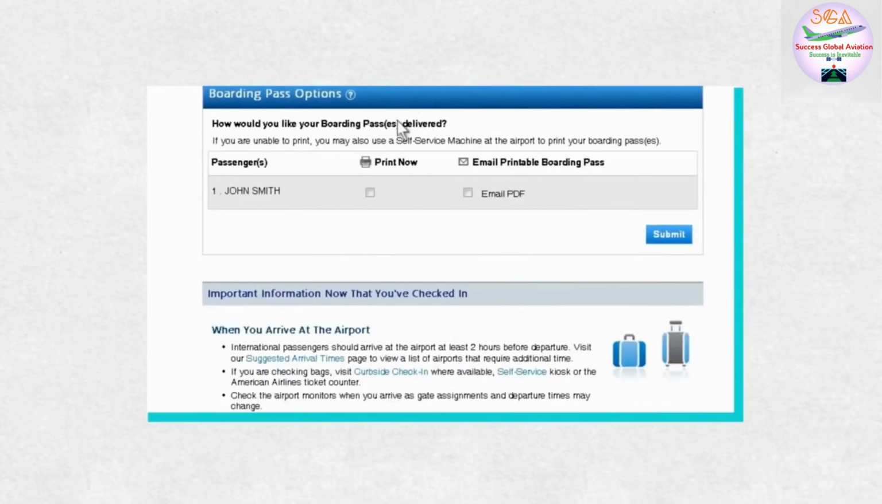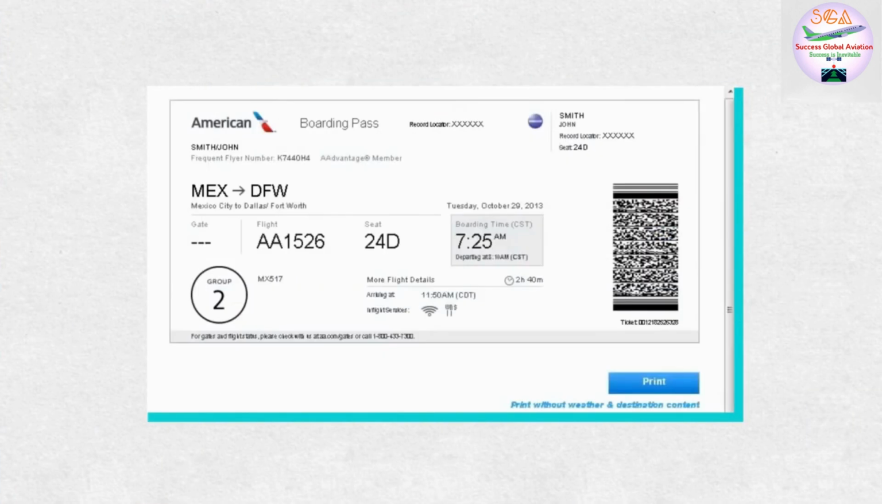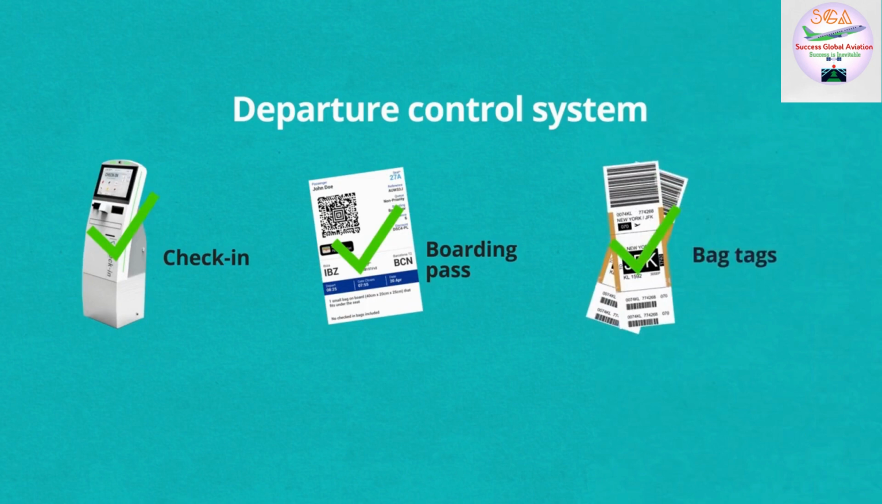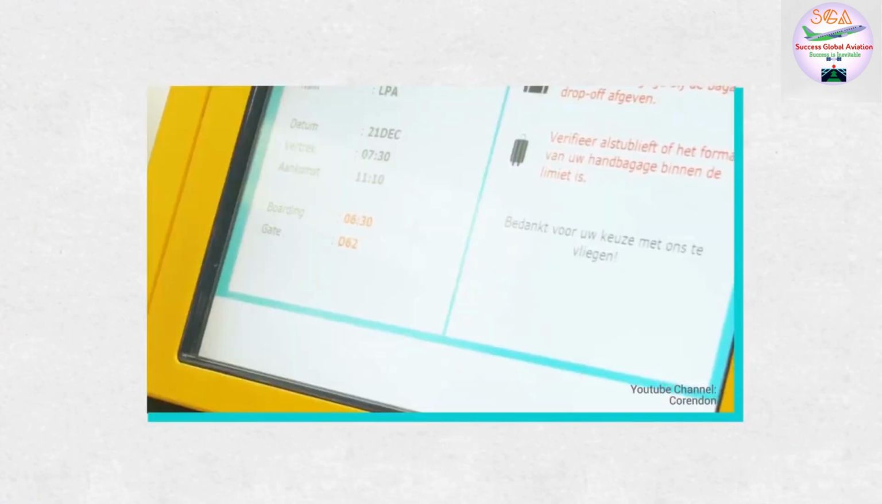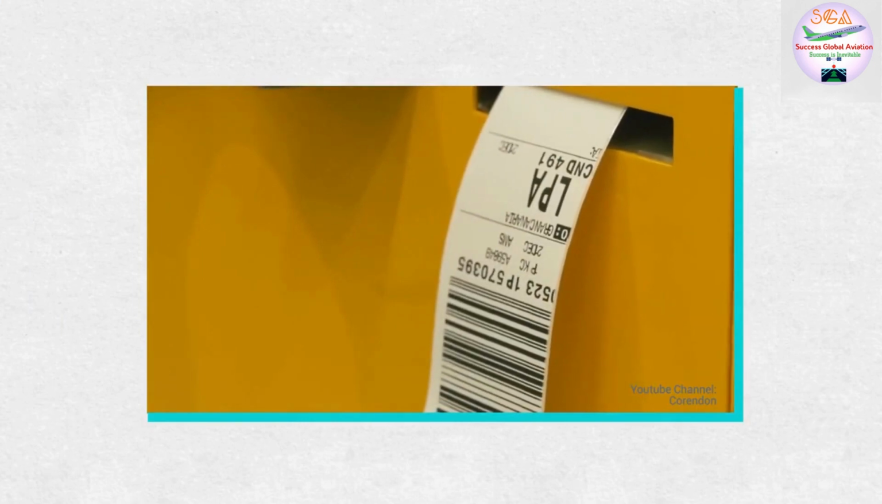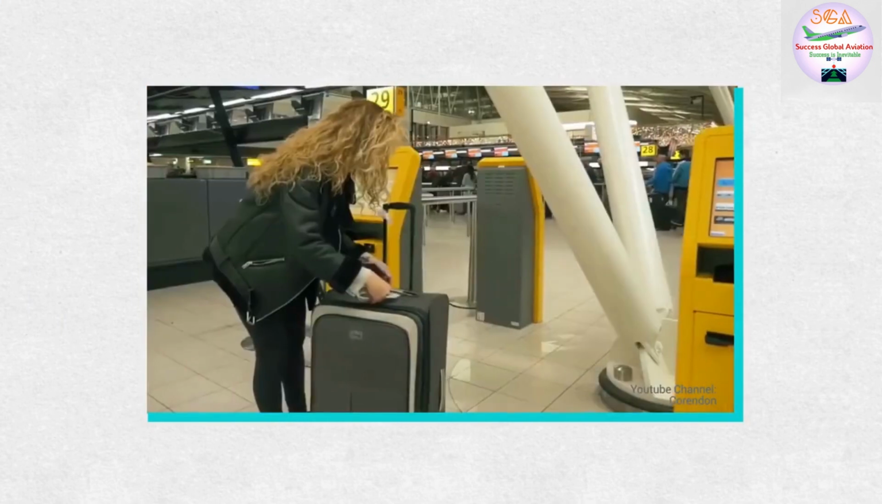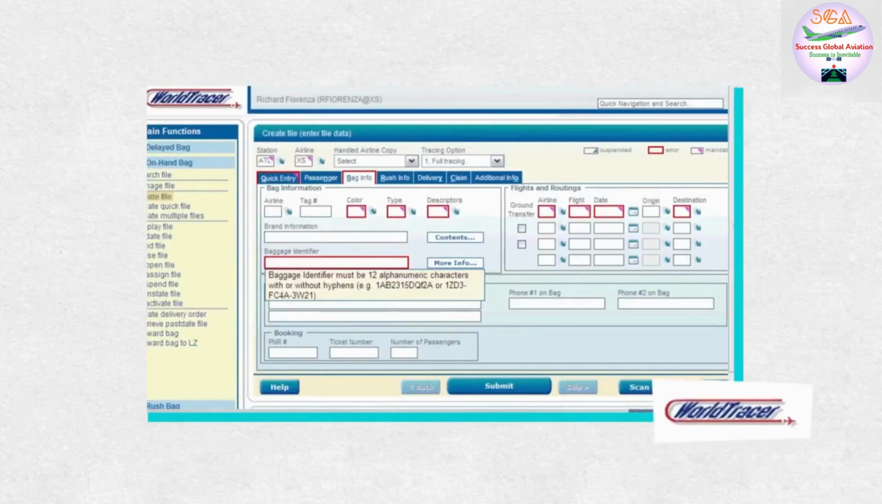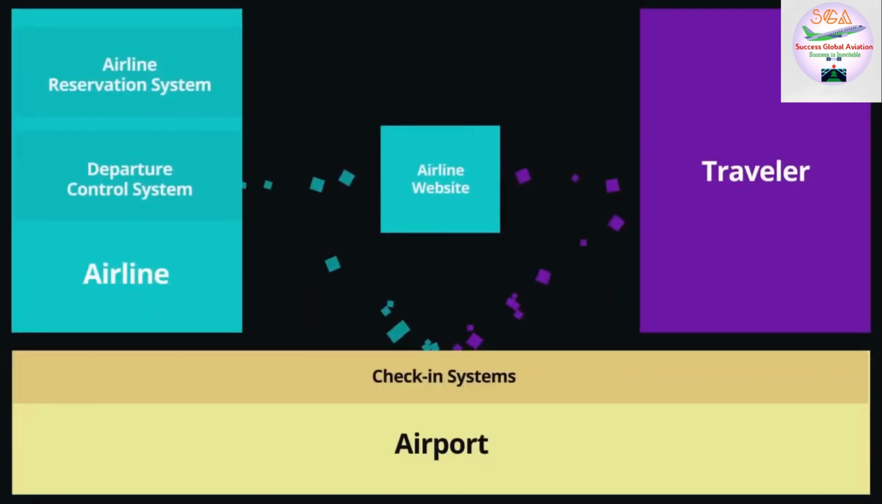It contains a QR code that works as a unique link to the traveler's flight information. The airline's departure control system generates bag tags with 10-digit numeric codes, also represented as a barcode. The airport's baggage handling system scans these barcodes to sort and track baggage. At the same time, the codes appear in IATA's baggage tracking system called World Tracer. It helps passengers track their baggage.